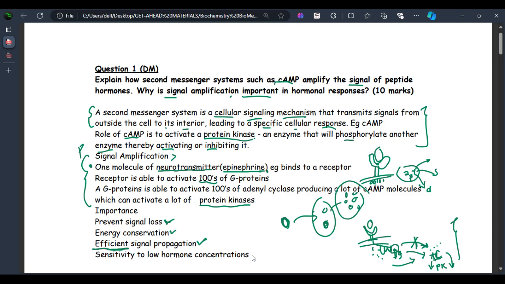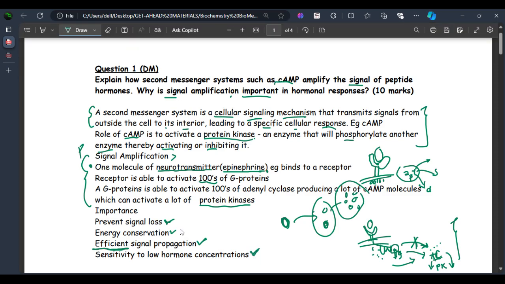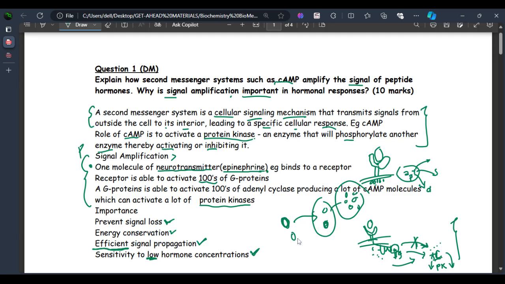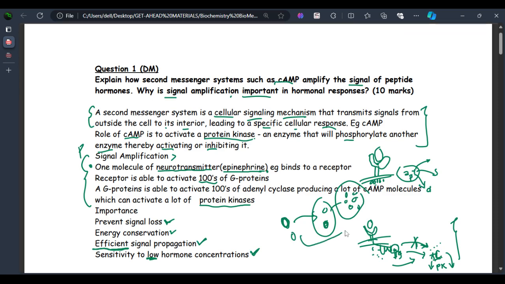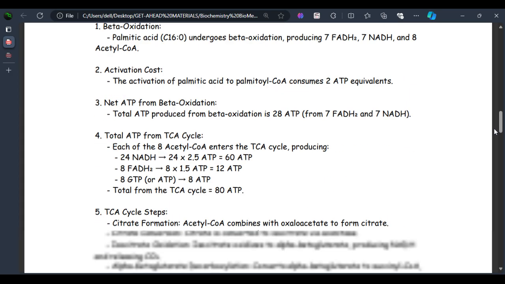And then finally, talk about sensitivity to lower hormone concentration. Because of the energy conservation system, that means even low hormone concentrations are able to be detected, because just one molecule of a hormone binding to the receptor means it's going to produce that cellular response. Obvious. Right. So that is how you can tackle this question in case they choose to bring you signal amplification again. We can move to question number 5, and then we'll go to that other thing.